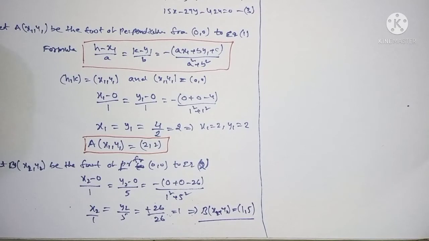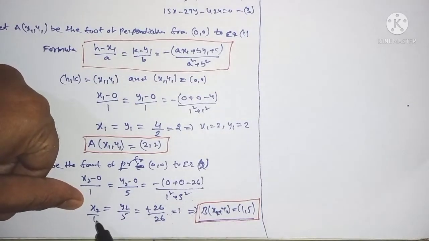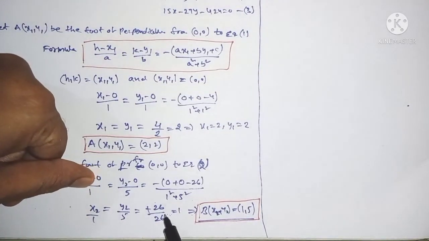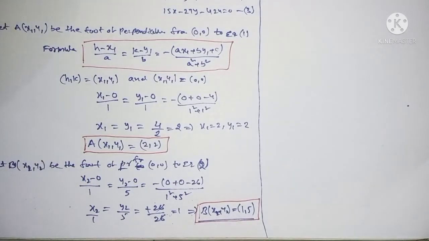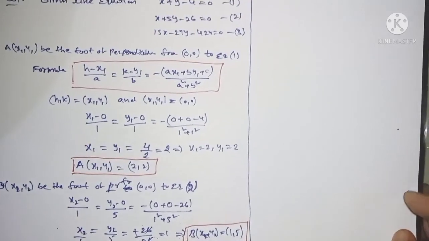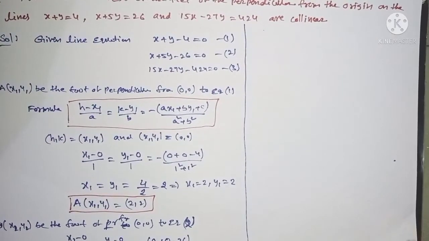You can observe here, you can simplify this. x2 is equal to how much? 1 into 1 only, this is 1 by 1 only. Therefore, y2 is equal to 5 only, 1 into 5. Again, you can find the C value. How can we find the C value here? Observe here, I am writing here.